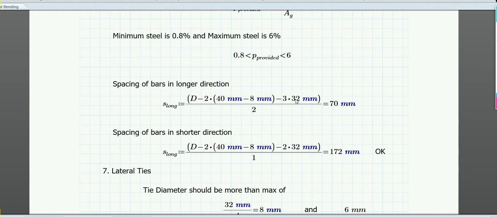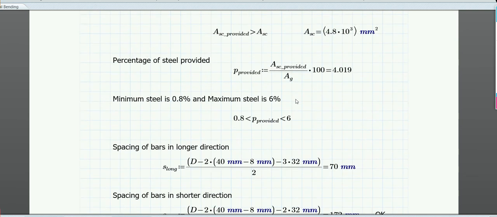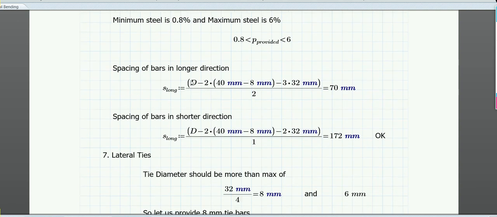But as per IS code, if you remember, we can normally go for 4%, not more than that. But as it's a design problem, we are just trying to understand the design procedure, so it is okay. So it is 4% for now. Then the spacing of the bars in the longer direction is 70 mm, and in the shorter direction is 172, so both are about the same. It's not very large and not very small, so it is okay.